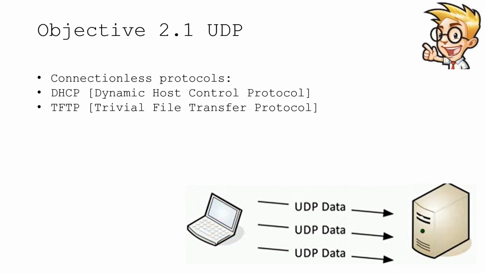Examples of protocols that use this are DHCP, which is the Dynamic Host Configuration Protocol. This is the protocol that we use to automatically assign IP addresses to our devices. Another protocol that uses UDP is TFTP, or the Trivial File Transfer Protocol, which uses UDP as its transport mechanism. Since both of these protocols are using UDP, information is simply sent across the network with no type of acknowledgement that the data was received on the other side.